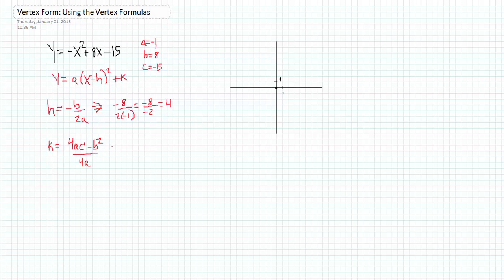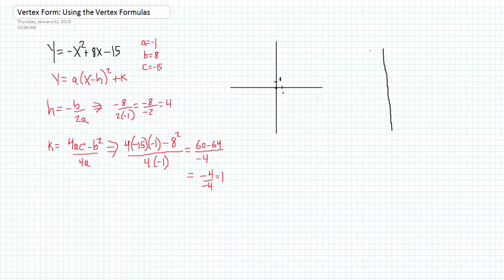So the next step I have to take is to find k. So I plug in 4 times negative 15 times negative 1. I should have plugged them in the reverse order, but it doesn't matter. Commutative law works great. Then 8 squared all over 4 times negative 1. Now, I can start simplifying. 4 times negative 15 is negative 60, times negative 1 is positive 60. And 8 squared is 64. So that's 60 minus 64 all over negative 4. 60 minus 64 is negative 4, divided by negative 4, that's just 1.